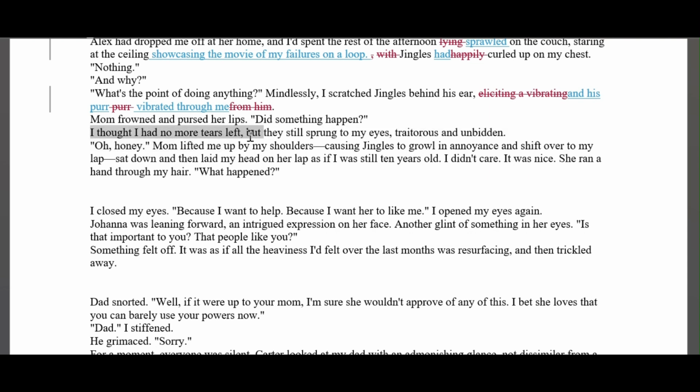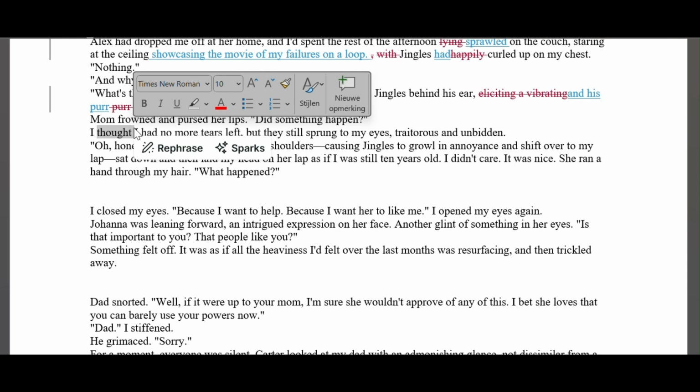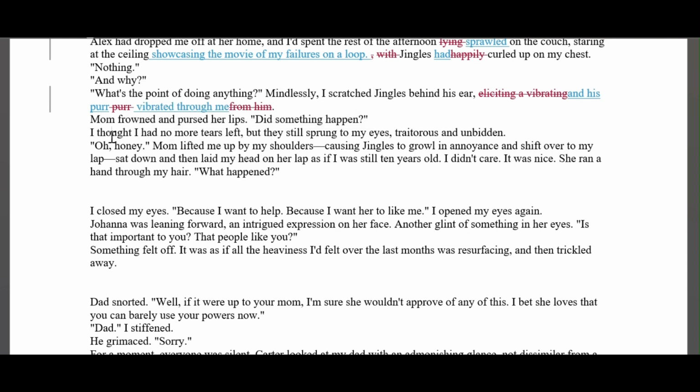So I thought I had no more tears left. Thought here is the verb and also a filter word, but it's correct here, because if you leave it out, she did think she had no more tears left. It is the action of thinking we're going for here. So that would be okay.